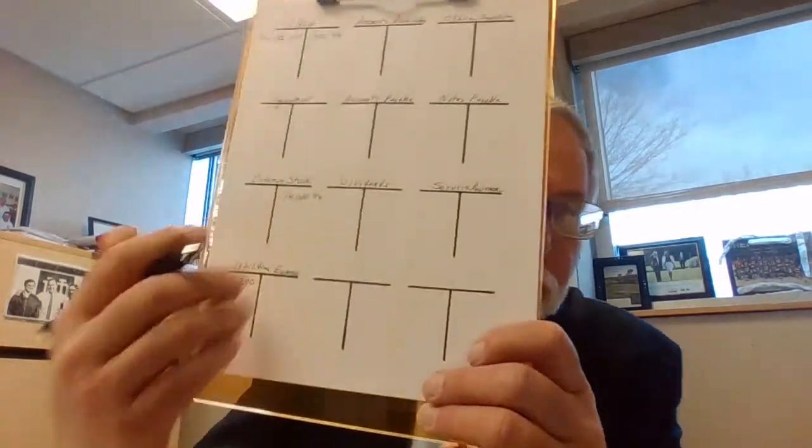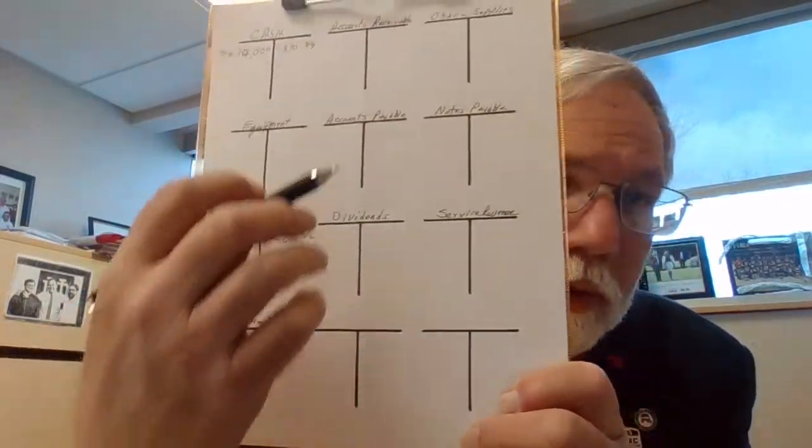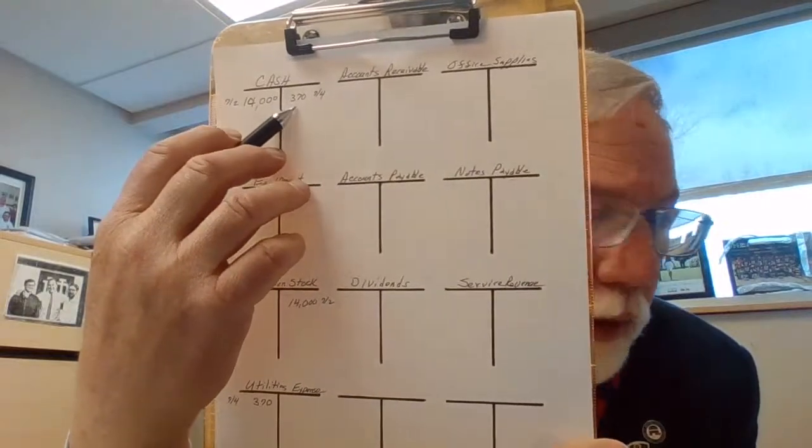On 4th of July, we paid the utility expense. So the utility expense was a debit of $370 and a credit to cash of $370. Utilities expense, debit $370. Cash is credited $370.